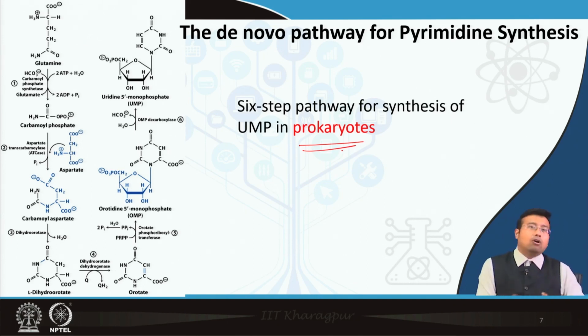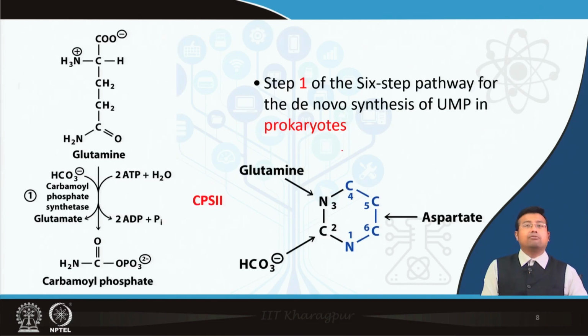So, we will break down all the steps one by one. Let us look at what happens in the first step. Glutamine and carbon dioxide in the form of bicarbonate form carbamoyl phosphate, okay. So, you have heard this name carbamoyl phosphate, where?